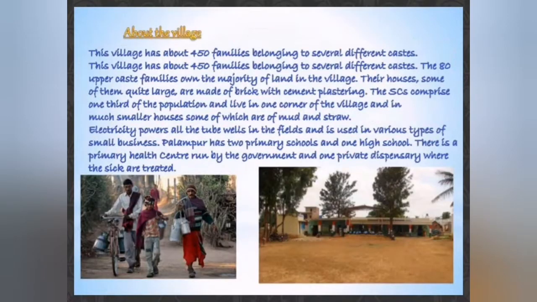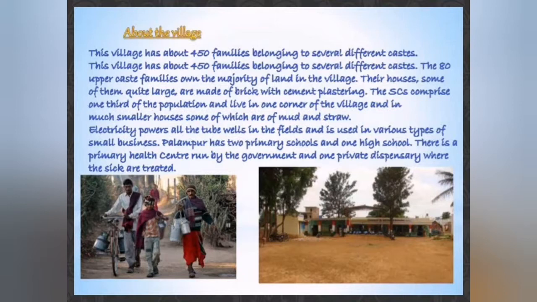This village has about 450 families belonging to several different castes. The 80 upper caste families own the majority of land in the village. Their houses, some of them quite large, are made of brick with cement plastering. The SCs, that is Dalits, comprise one-third of the population and live in one corner of the village in much smaller houses, some of which are made of mud and straw.